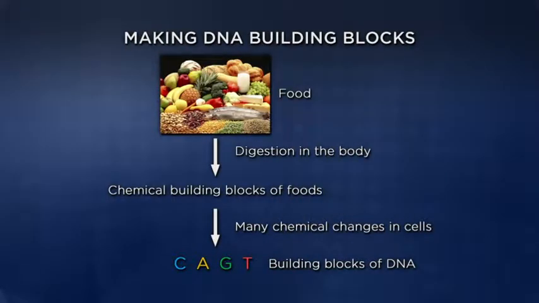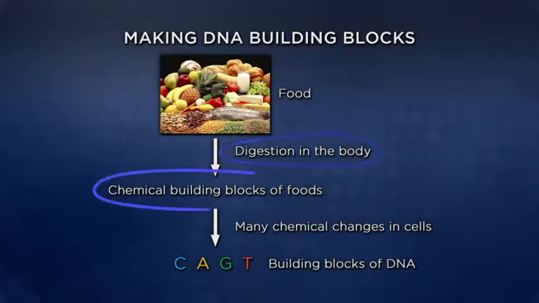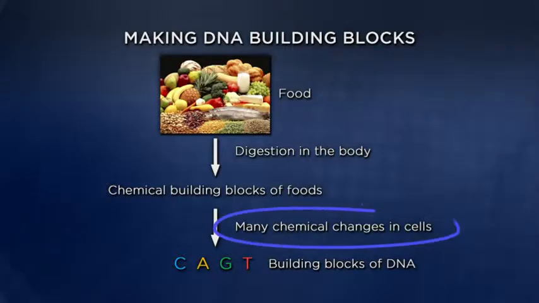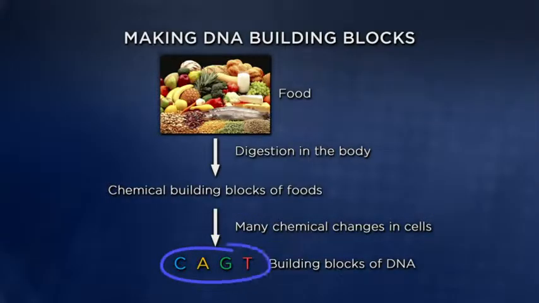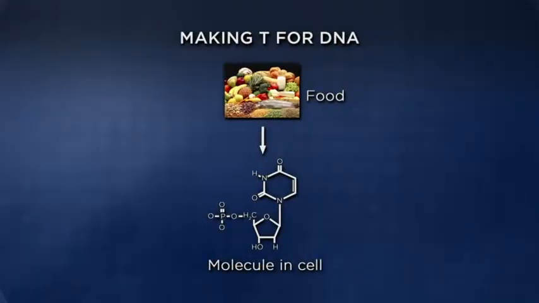Let's focus on one conversion. Okay? So here is the conversion of DNA building blocks. And we start off with foods. They're digested in the body to the chemical building blocks of foods. And then these phenomenally amazing chemical changes happen, and we make A, T, G, and C. So we're zeroing in now on a certain type of conversions that are happening inside a cell. Normal cells as well as tumor cells. And we're going to look at making T, one of the building blocks of DNA. Okay, we'll have its name, thymine.